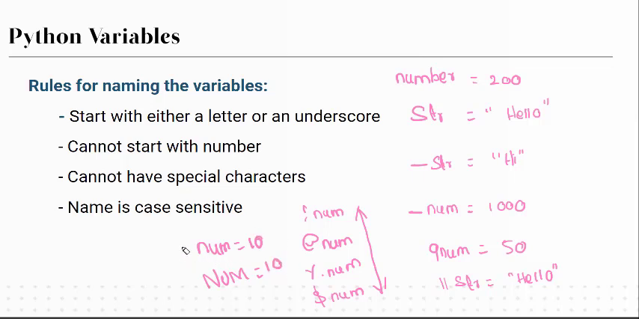So here both are assigned the same value 10 but in different variables. Lowercase num is equal to 10 and uppercase NUM is equal to 10. So both are different in Python, because Python is case sensitive.